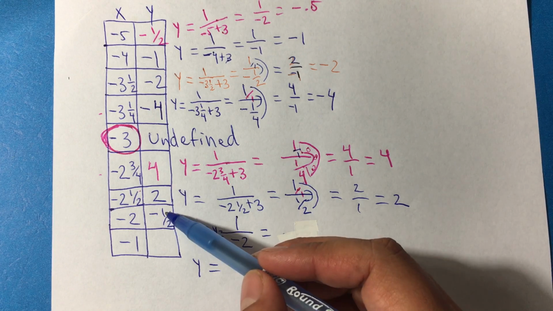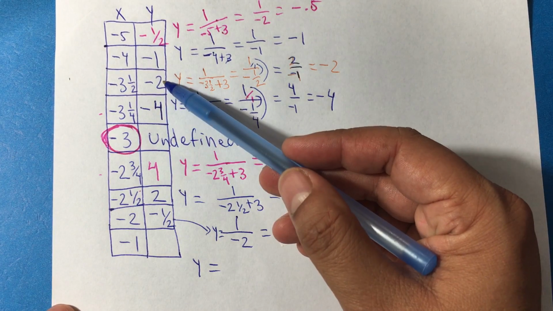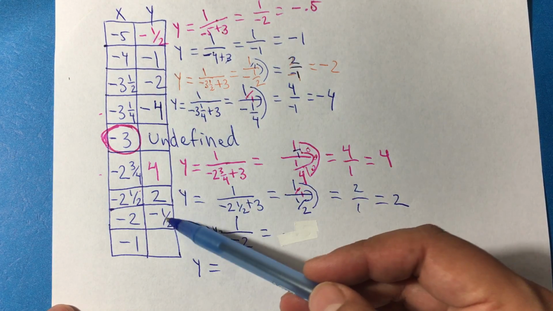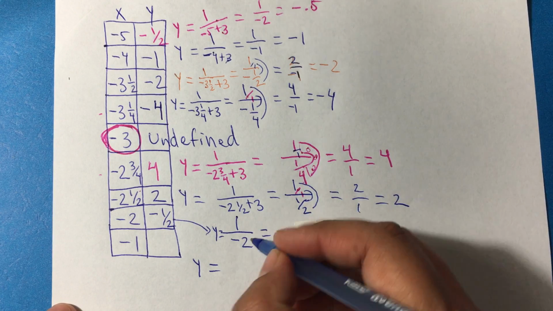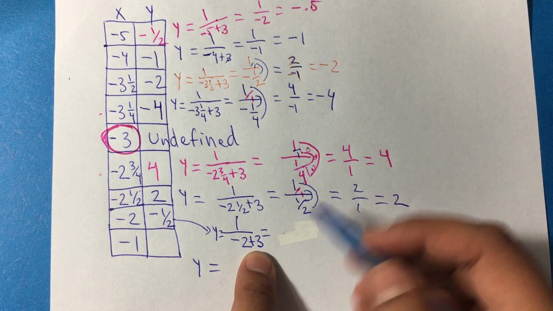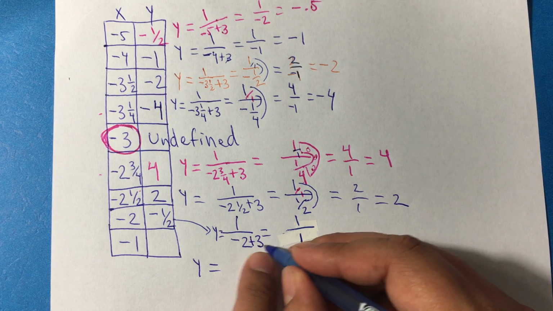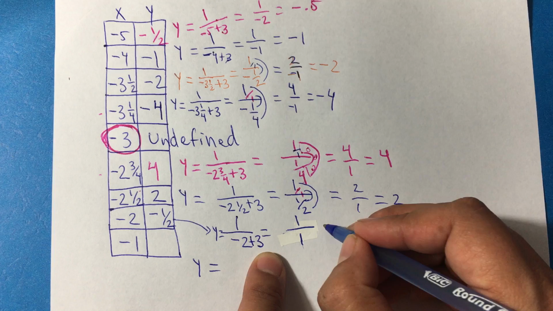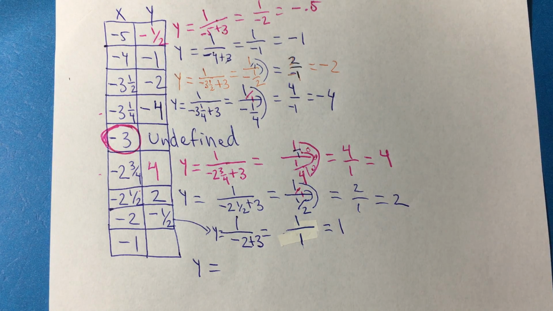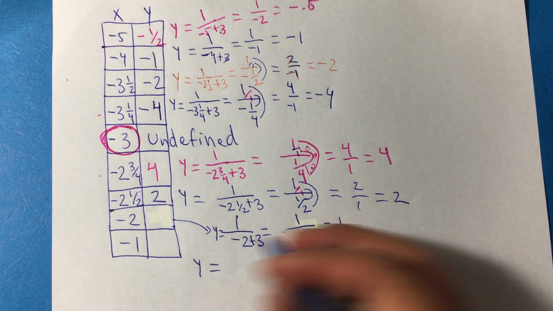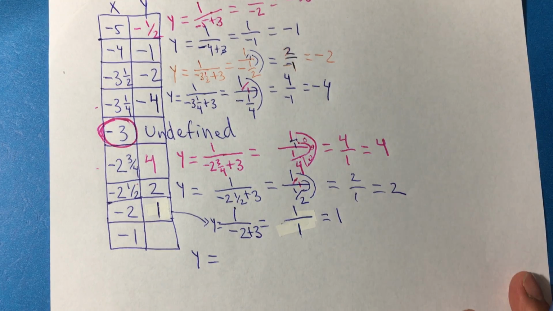Notice how it helped me to see negative 4, negative 2, negative 1. Why am I getting negative 1/2? I noticed that I did not add the 3. So 1 divided by negative 2 plus 3 is 1. And that's equals to 1, not negative 1/2. So it's 1.